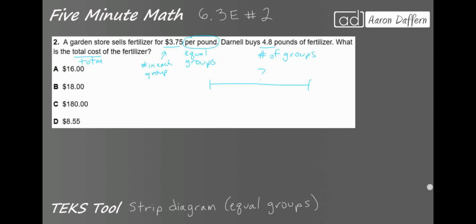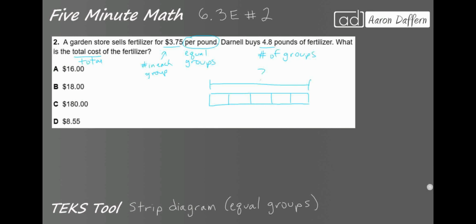So how many groups do we have? We have 4.8 groups. All right, so I'm going to try to represent that here. And this is just going to give us a visual. And let me see, I'm going to kind of back that last one up. I want to do like this. I want to make that last group seem a little bit smaller. And it's meant to be a little bit smaller.